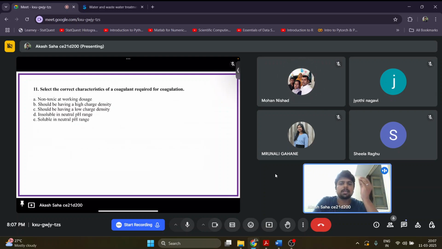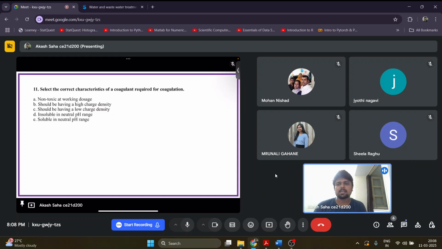If it is soluble in a particular pH range, then it will not precipitate out, right? And if it is not precipitating, the flock forming capability will not be there. We want the suspended particles to settle with the coagulant. So that's why it should be insoluble in the neutral pH range. And if it is not insoluble in the neutral pH range, we will adjust the pH accordingly. We will move into the alkaline region or the acidic region based on our coagulant. So that's why it should be insoluble in the neutral pH.